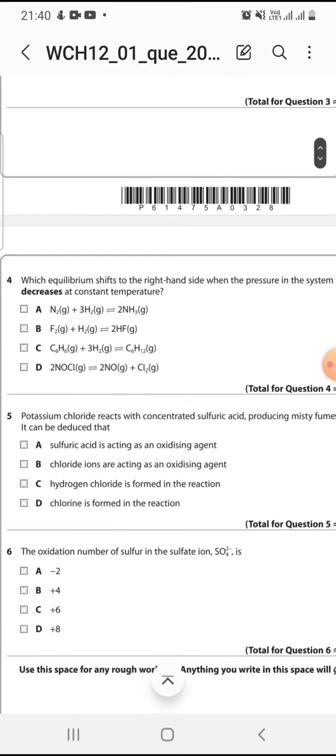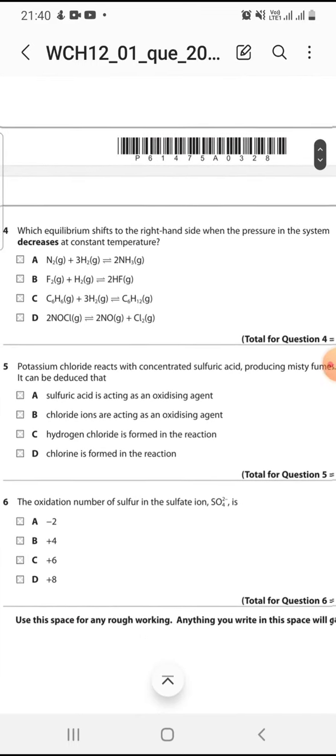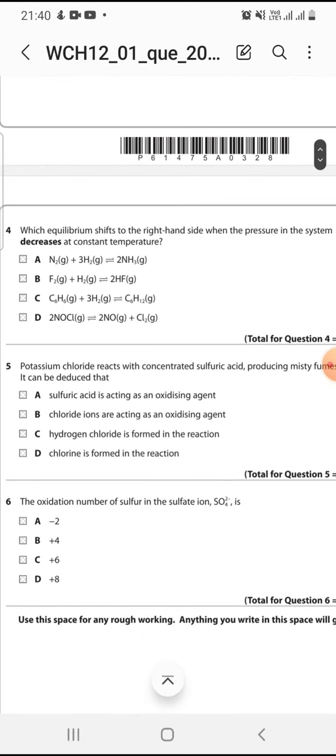We'll move to the fourth question. Yeah, the fourth question is again about equilibrium. Which equilibrium shifts to the right hand side when the pressure in the system decreases at constant temperature? Right, temperature is constant here. They say which equilibrium shifts to the right hand side when the pressure in the system decreases, right?